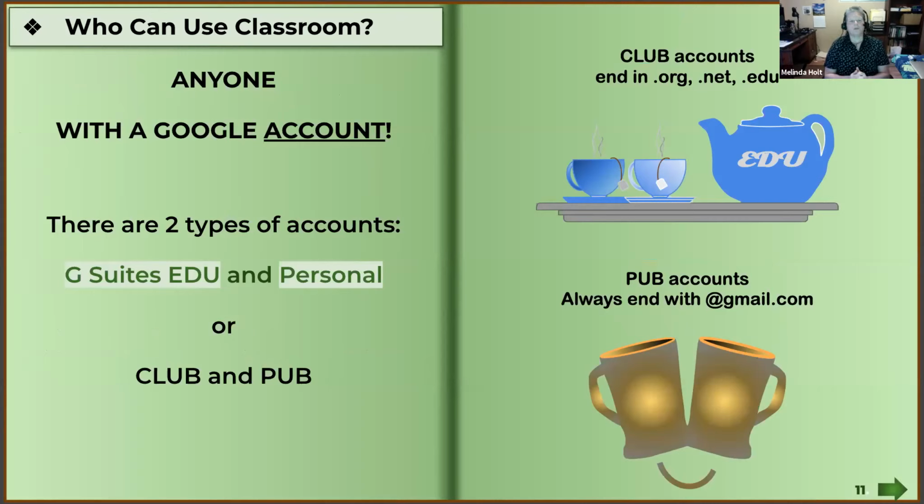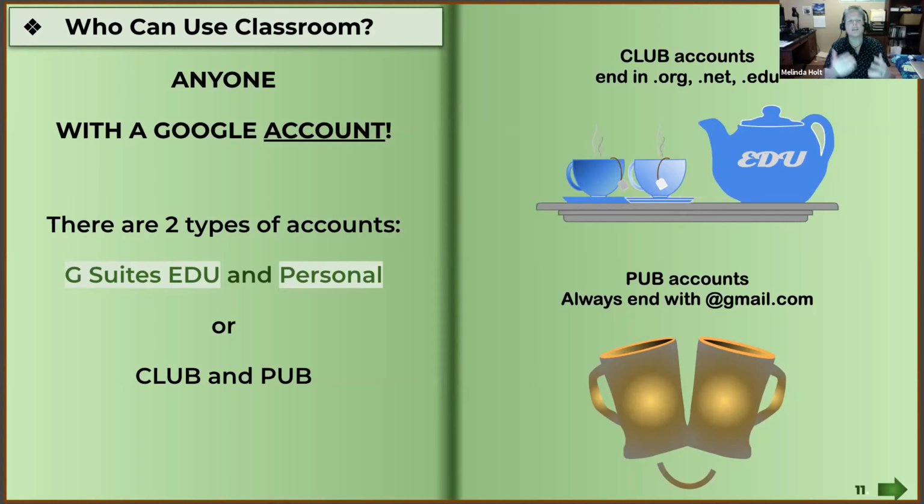You have to have a Google account. You either have to have a public account or an EDU account, a club account. So when you're creating your classroom, you have to know as teachers, am I in the club or am I in the pub? And a few of you have heard this before, but if you're in the pub, you're actually on the public side and you have @gmail.com. That's the pub. And we're all in the pub and you can do anything you want in the pub.